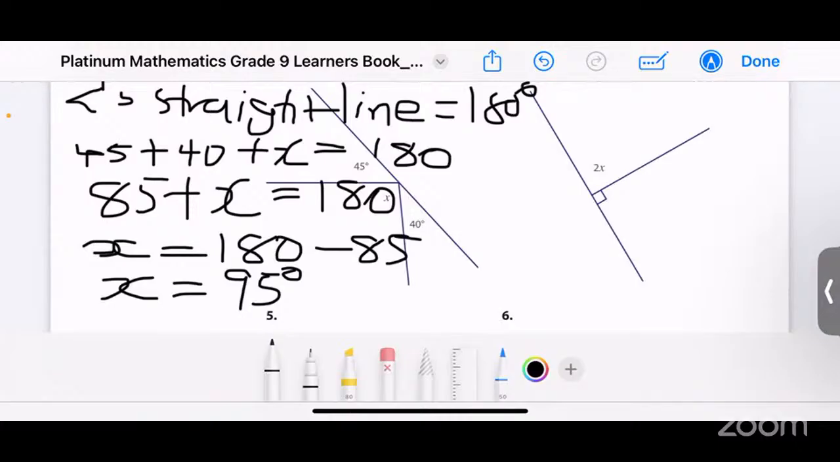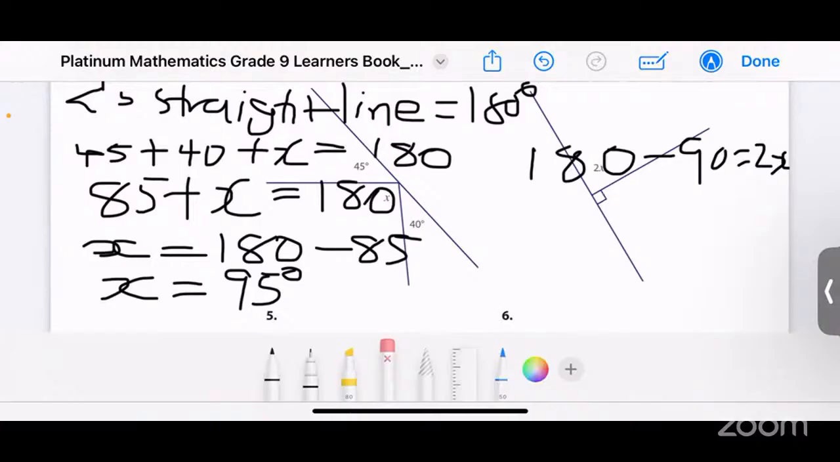I think you should say 180 minus 90 is equals to 2x. Well done. 180 minus 90 is equals to 2x. Did you see that this is a right angle which is equals to 90 degrees? Ne? Did you see that?